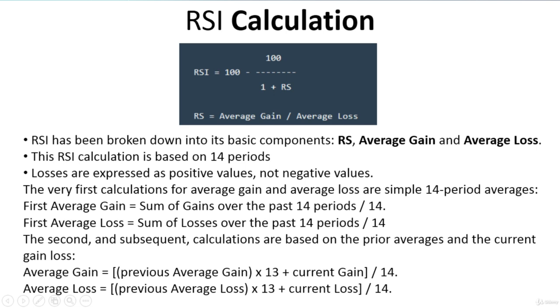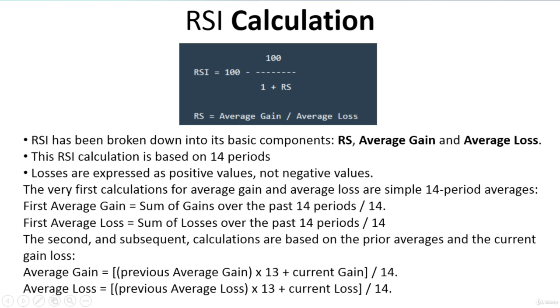The RSI by default is calculated based on 14 bars. As we know, ADX is also considered over 14 and RSI is also considered over 14 candles. Losses are expressed as positive values, not negative values. The first important calculation is the first average gain and average loss. The sum of gains over the past 14 periods is divided by 14, and the first average loss is the sum of losses over the past 14 periods divided by 14. By this we get the average gain and the average loss.